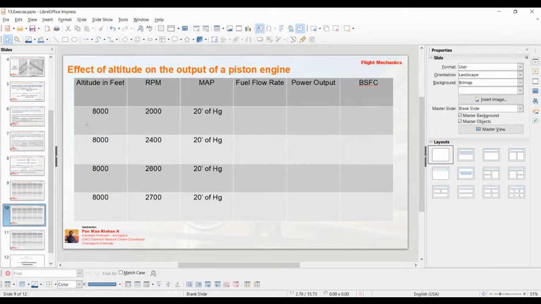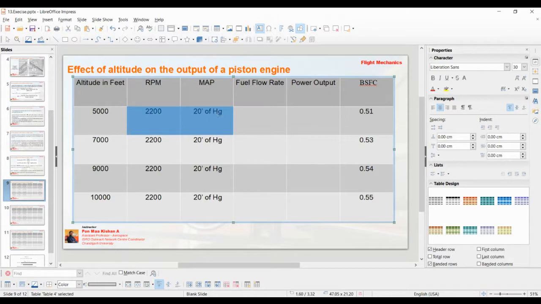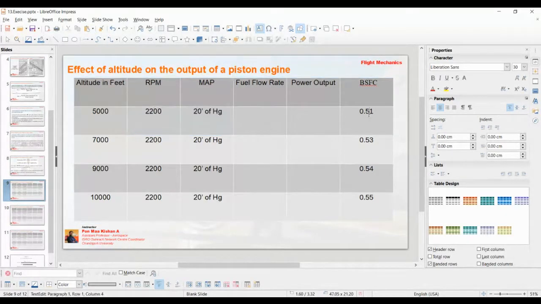Here we have kept altitude constant at 8,000, but from my calculation 5,000 is giving better performance. In order to get a better specific fuel consumption, I will fix 5,000 feet and try to change these two factors, so that I get a value lesser than 0.51.